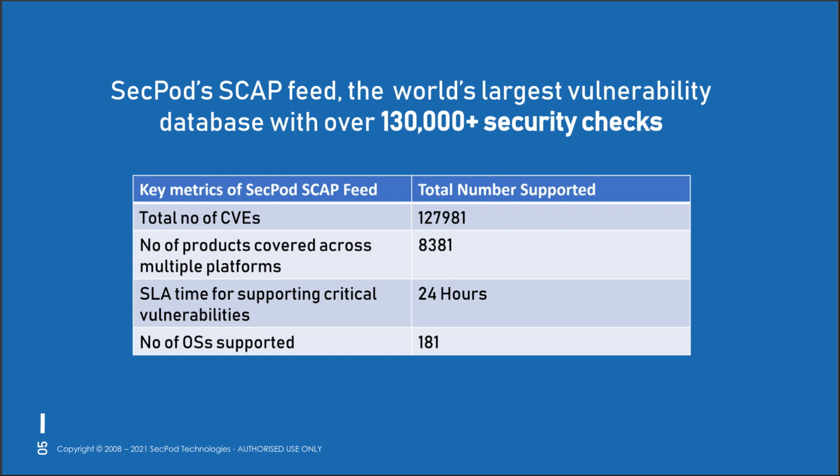To give a few key metrics of SecPod's SCAP feed, the total number of CVEs is around 130,000 plus. And I would like to highlight a point here. We are the strongest vendors for providing vulnerability checks for multiple operating system platforms. The number of products covered across multiple platforms is around 8,000 plus. And the SLA time for supporting critical vulnerabilities is less than 24 hours. And the number of operating systems supported is more than 180. Thank you, Bharat.